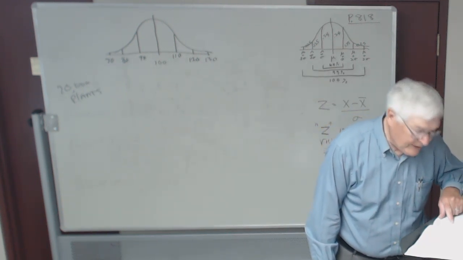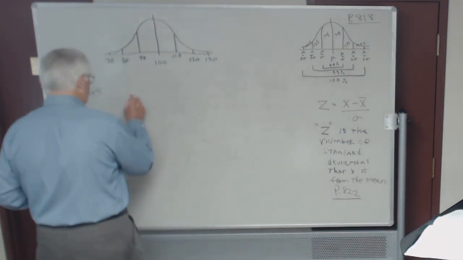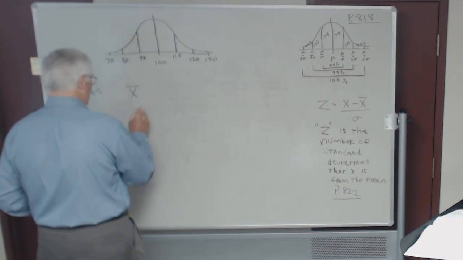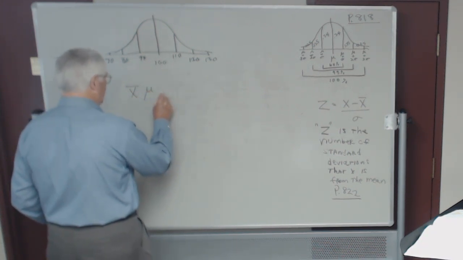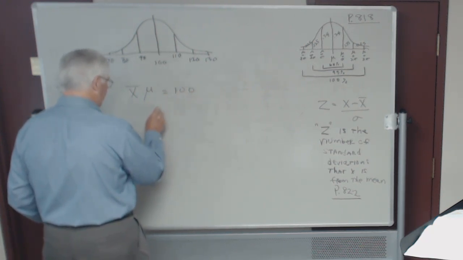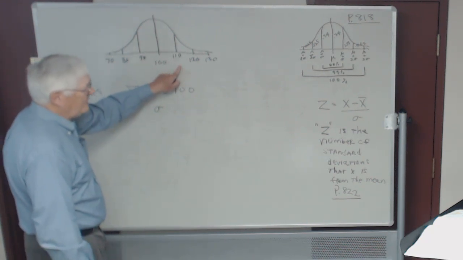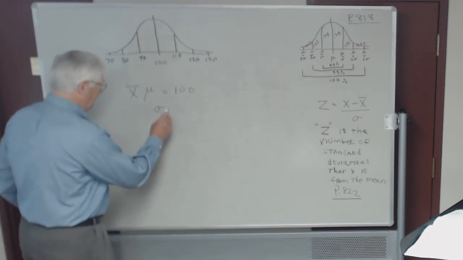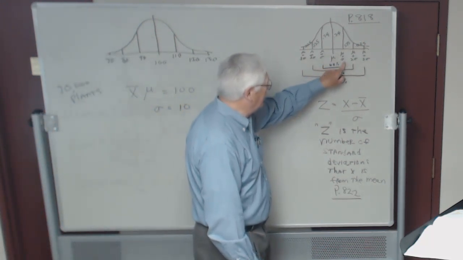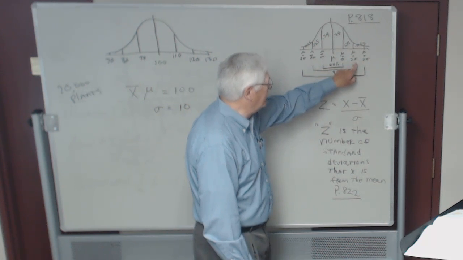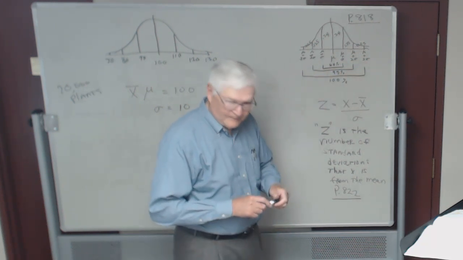What's the standard deviation from the mean? So the mean, or also written like this, is 100. The standard deviation, what did I add to 100 to get here? 10. So the standard deviation is 10. That's why this is the mean plus 1 standard deviation, the mean plus 2 standard deviations, the mean plus 3 standard deviations. Okay?